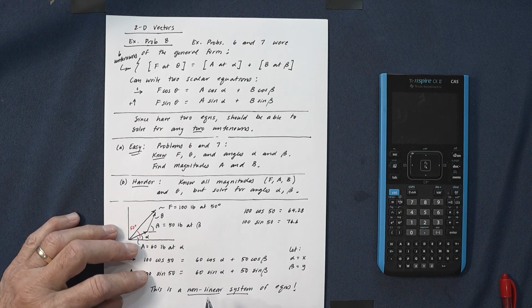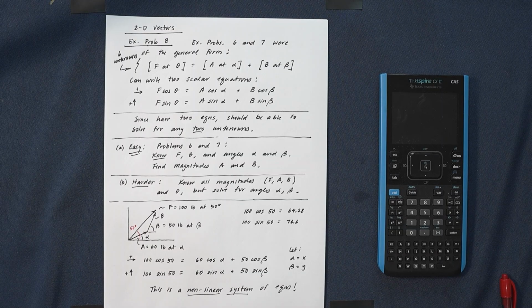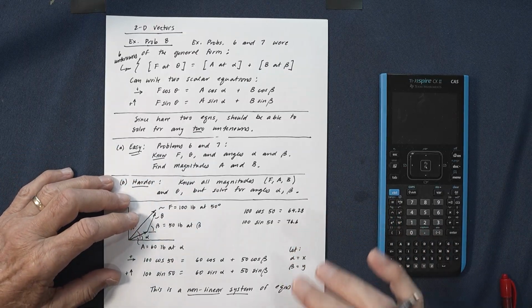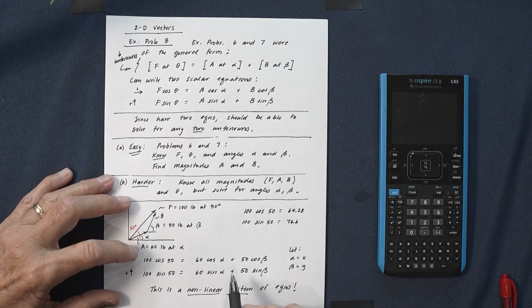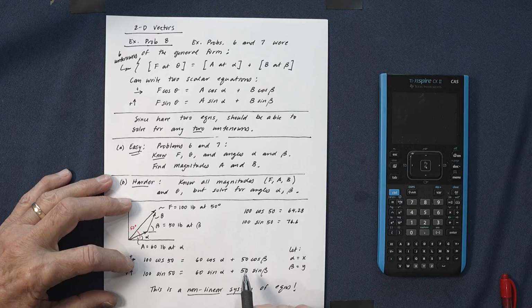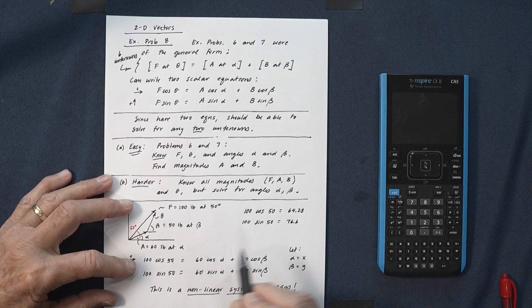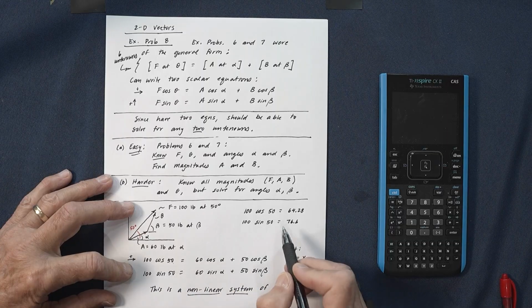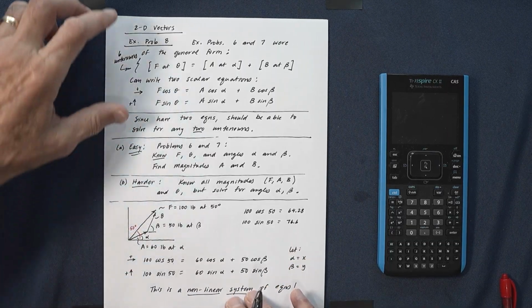Fortunately, your calculator, the nSpire, lets you solve a system of nonlinear equations. And so what I'm going to do is let alpha equal x and beta equal y, just to make it easier to enter. This 100 cosine 50 is 64.3. This 100 sine 50 is 76.6.